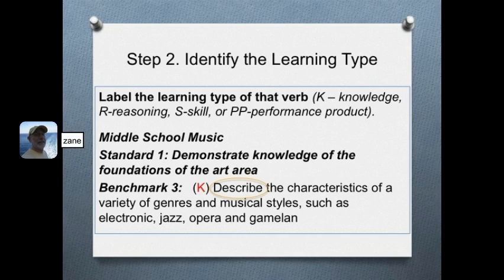The second step in unpacking a benchmark is to label the learning type of the verb that we first identified and circled. Is it knowledge? Is it reasoning, skill, or performance product? In this benchmark example, describe the characteristics of a variety of genres and musical styles such as electronic, jazz, opera, and gamelan. We had identified the verb or action word as describe, and we circled that. That is a knowledge learning type, and so we have put a K to represent knowledge prior to that benchmark.